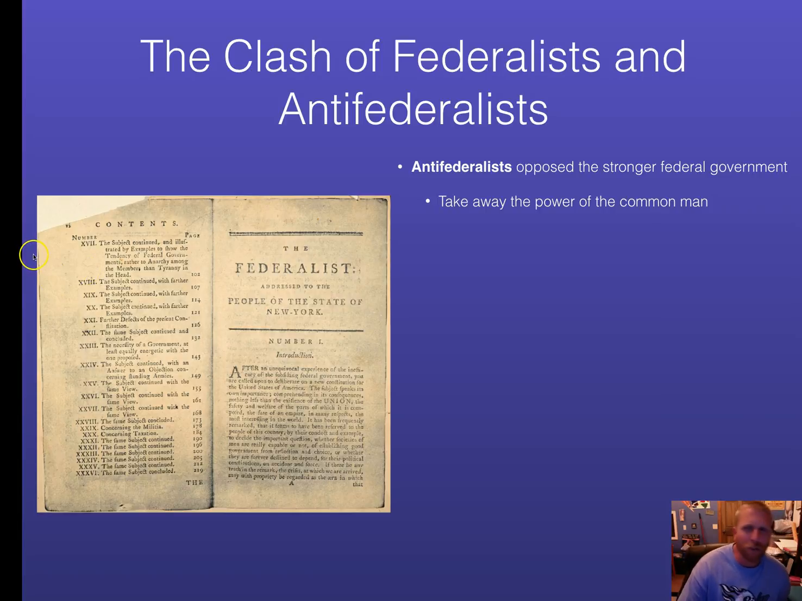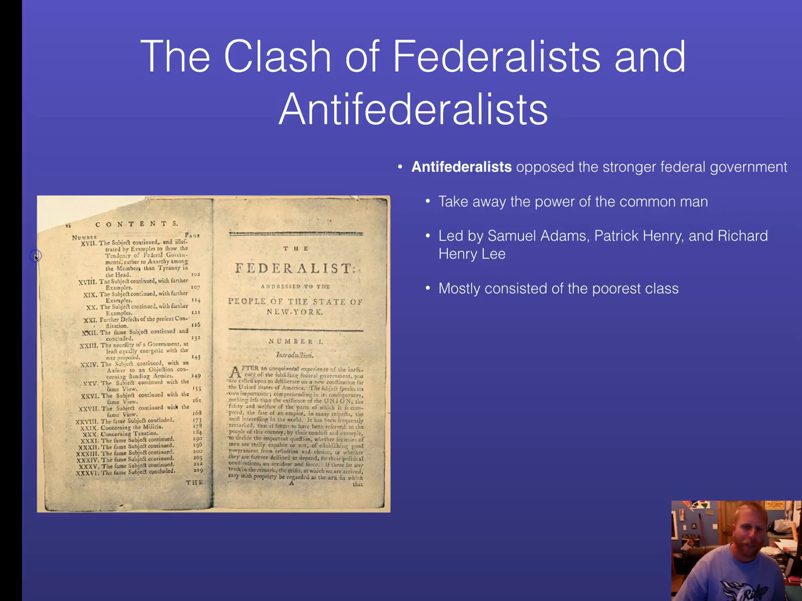The people that opposed it are called the Anti-Federalists. They were led by Samuel Adams, Patrick Henry, Richard Henry Lee, all of which were not invited to the convention because they were too radical. They were too liberal and they wanted to give too much power to the people. Mostly they consisted of the poorest class. They represented the people, and they just thought that there was too much stuff going on. There was too much power to the government, and they're taking away the rights of the commoners.